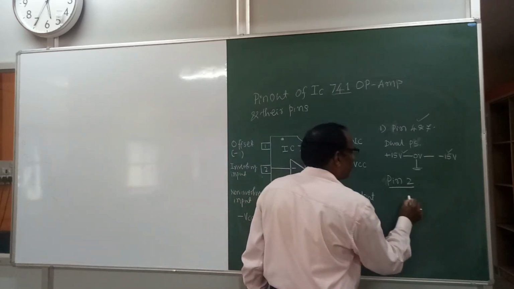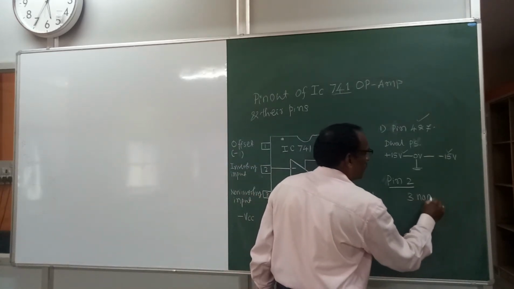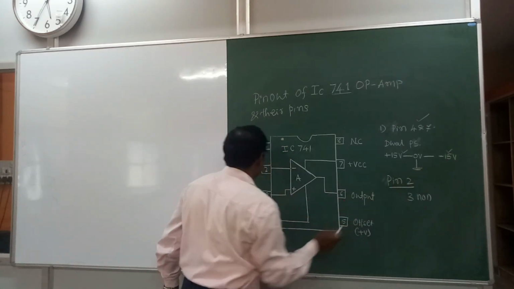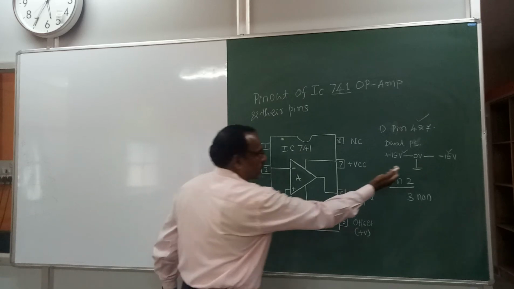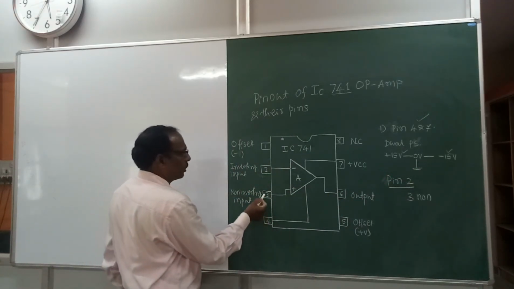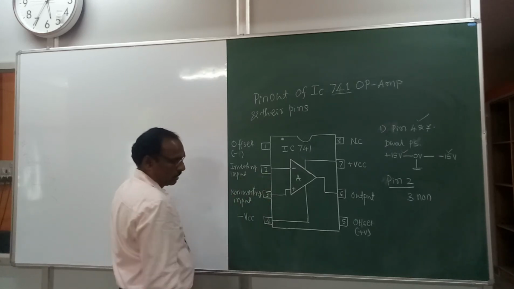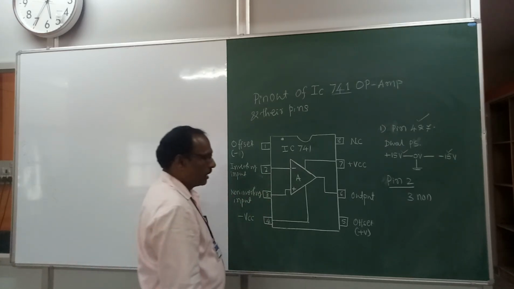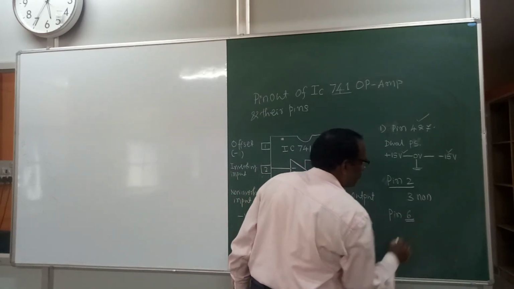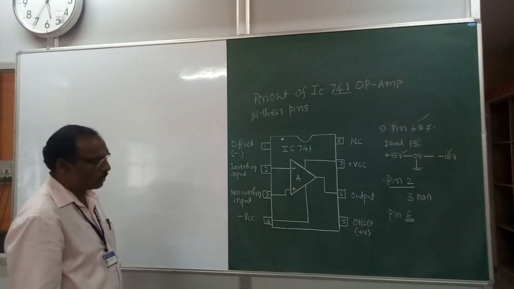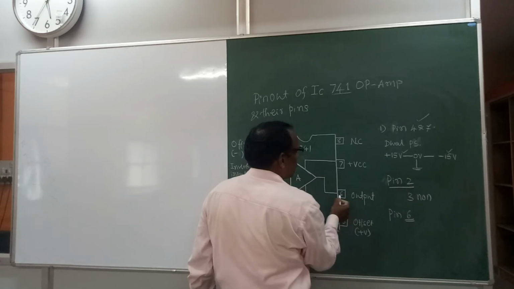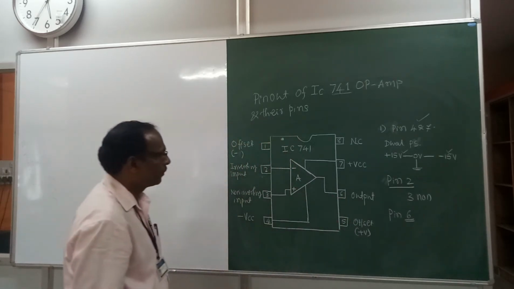Pin number 3 is the non-inverting input. It is the input with respect to ground, that is this point. That is the non-inverting pin. Pin number 6 is the output. Output is always measured with respect to ground, the common point, that is this. So pin number 6 is the output.